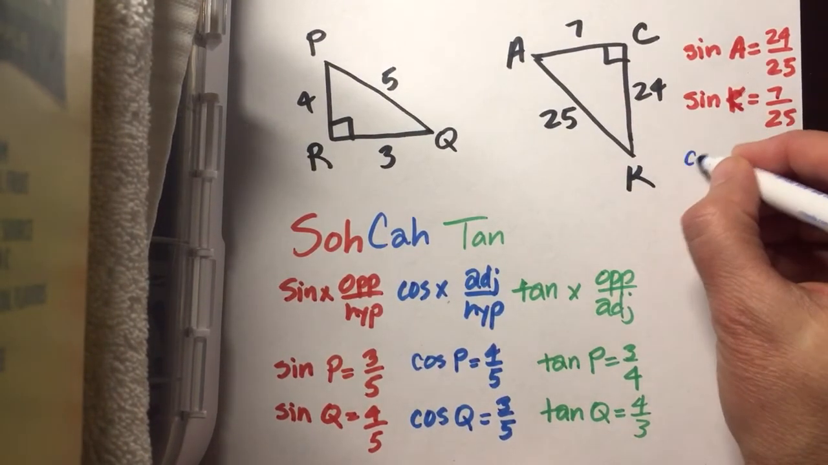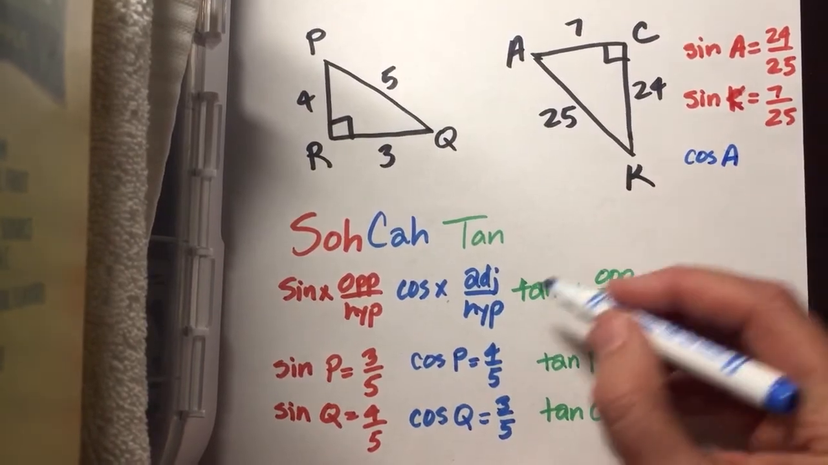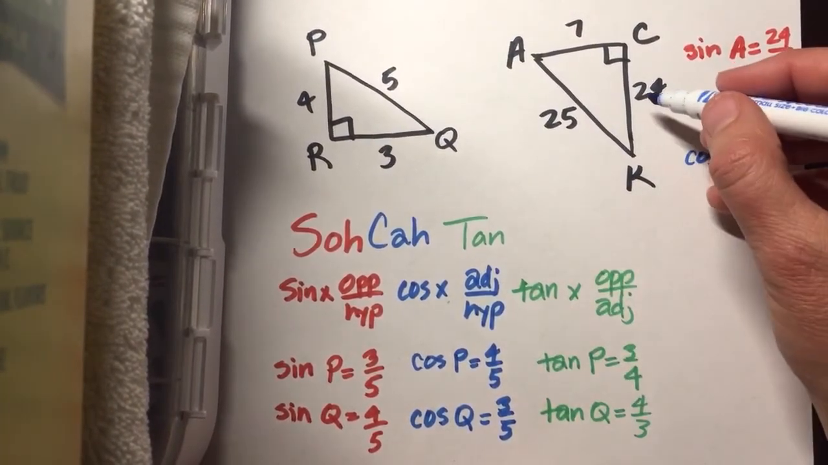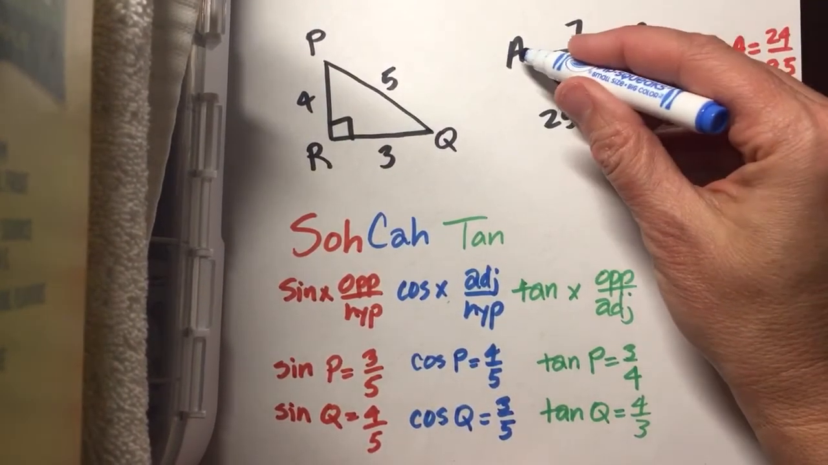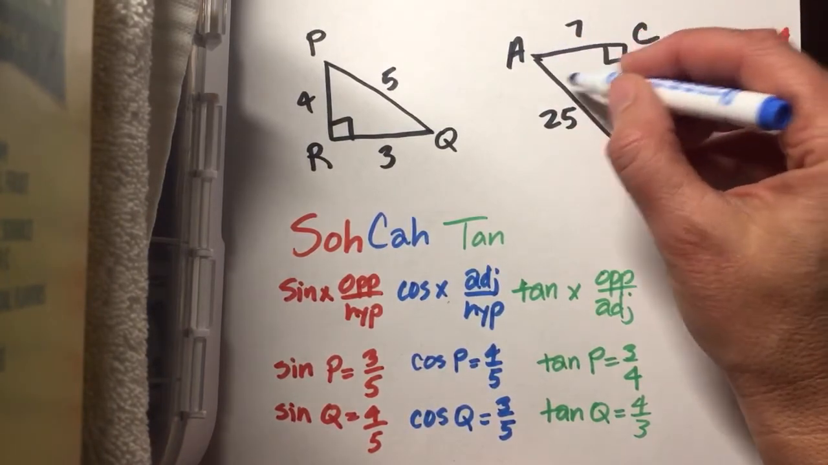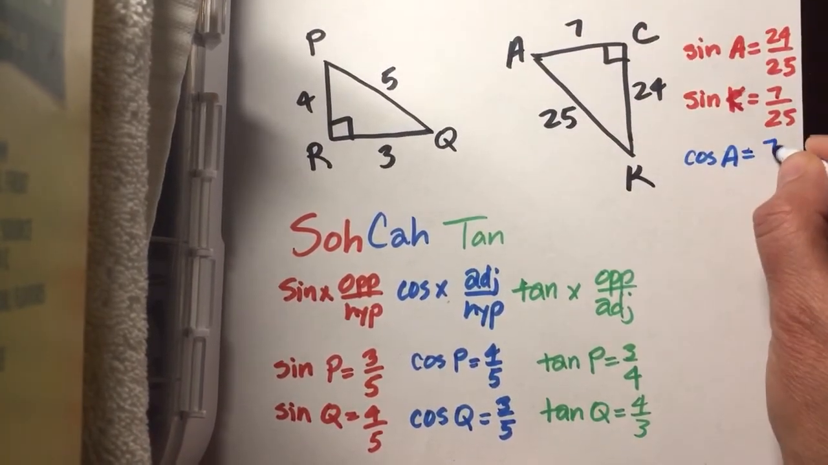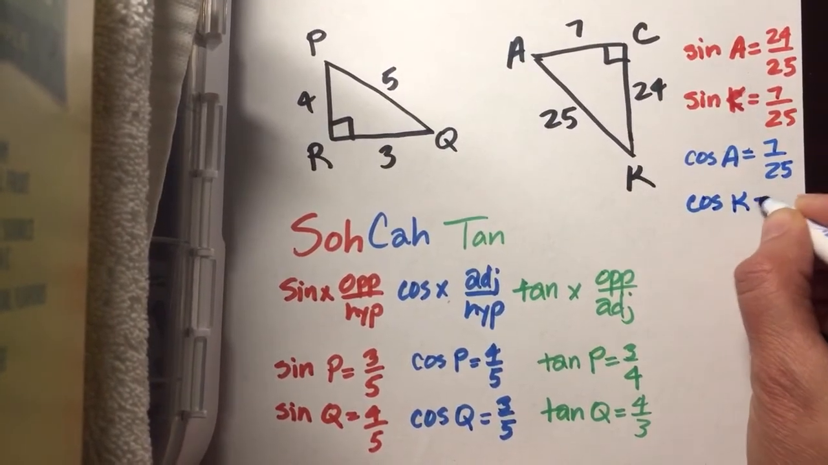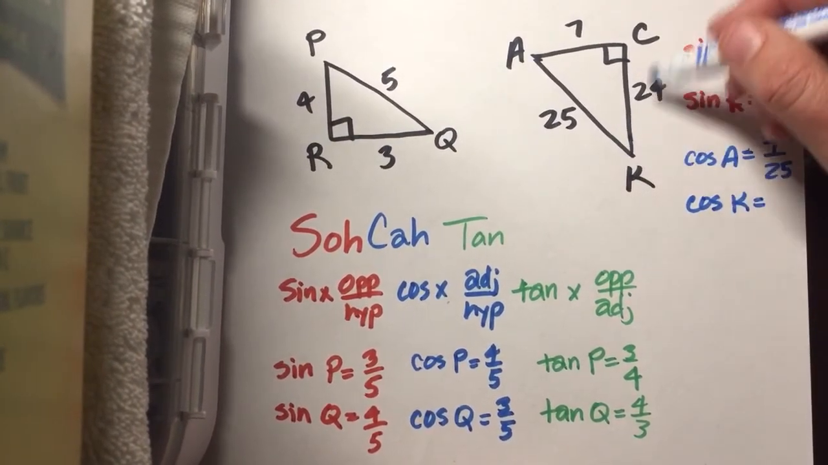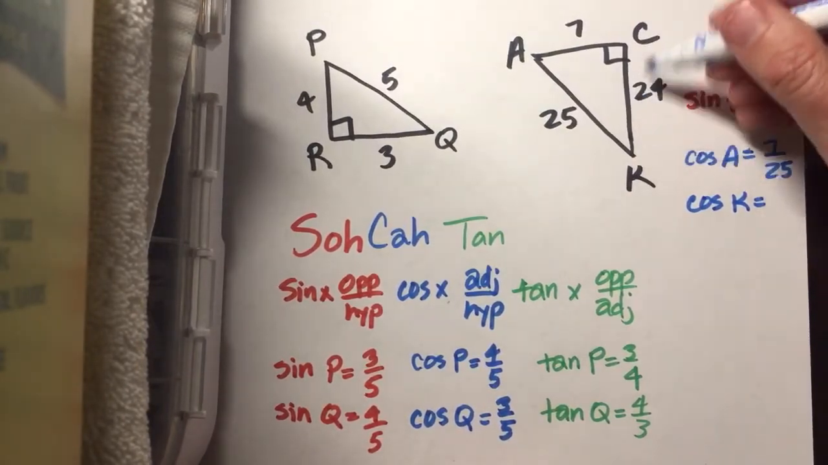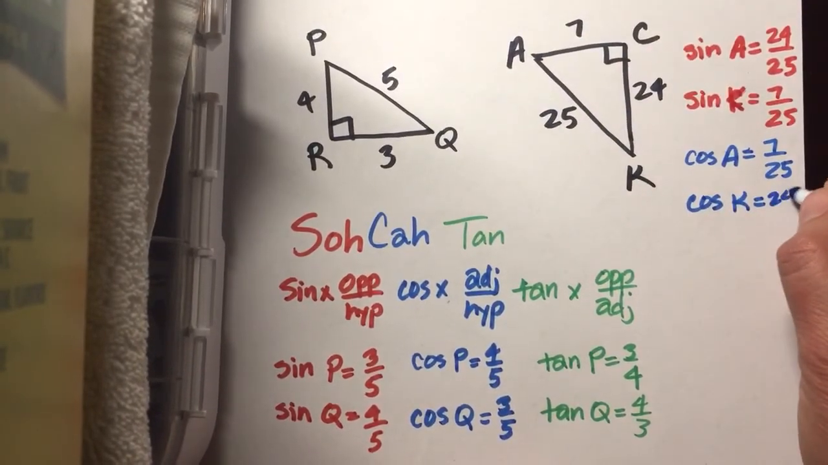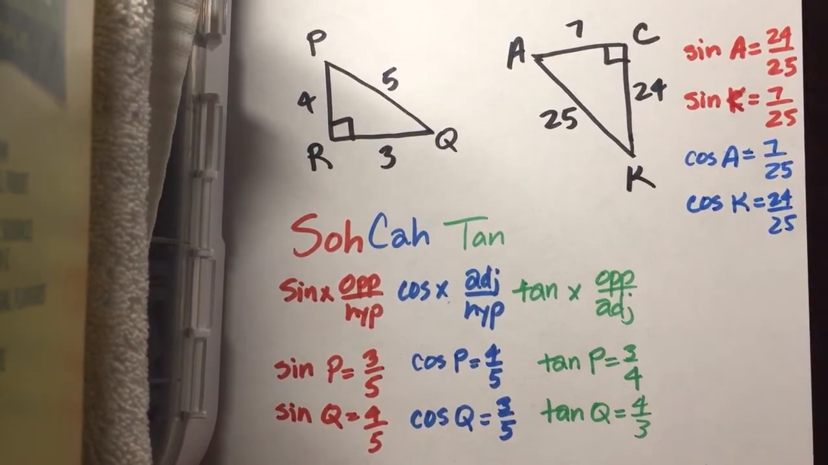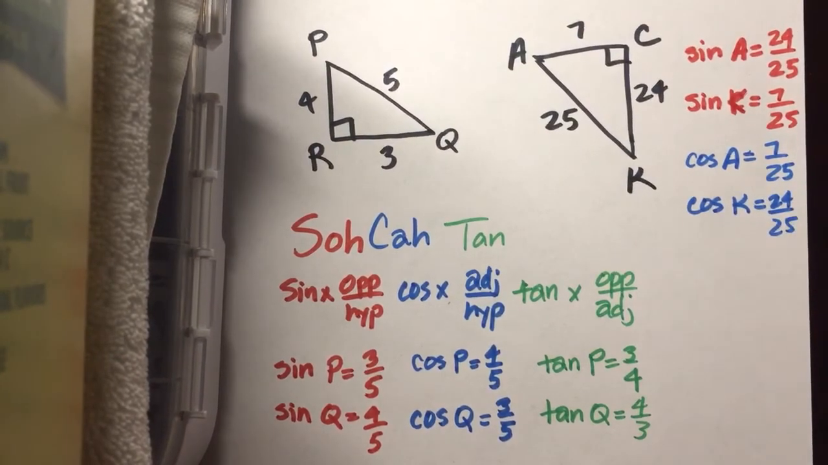Now let's do cosine. I'll do cosine of A. Cosine is adjacent over hypotenuse. So for A, which leg is adjacent? 7. And what's the hypotenuse? 25. So 7 over 25. Now let's do the cosine of K. What's adjacent to K? Which leg is next to K? 24 is next to K. Hypotenuse is 25. Okay, so that takes care of the cosines. Remember, the sines and cosines flip, so what was sine of A becomes cosine of K.